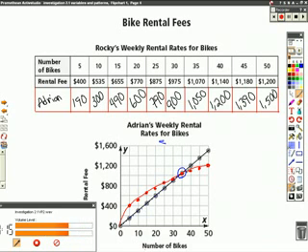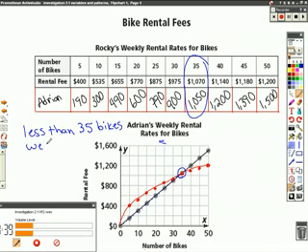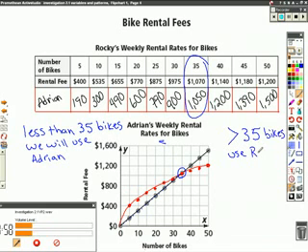All right, now if I coincide that with the table, that's the estimate that I have. Now you have to remember, this is just an estimate. Okay, so from the estimate, it looks like the 35 bike point is our breaking point. So if we want less than 35 bikes, we will use Adrian. Okay? Over 35 bikes, we will use Rocky.